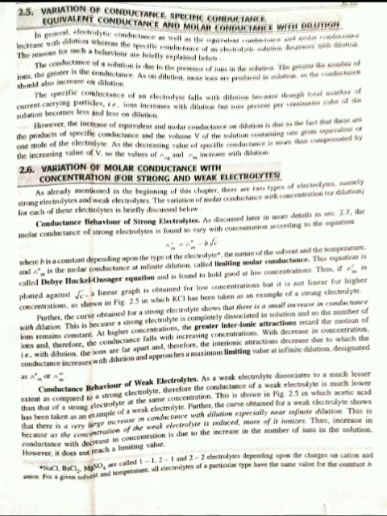This is because the strong electrolyte is completely dissociated in solution and so the number of ions remains constant. At higher concentration, the greater interionic attractions retard the motion of ions and therefore the conductance falls with increasing concentrations. With decrease in concentration, that is, with dilution, the ions are far apart and therefore the interionic attractions decrease, due to which the conductance increases with dilution and approaches a maximum limiting value at infinite dilution designated as lambda m naught or lambda m infinity.